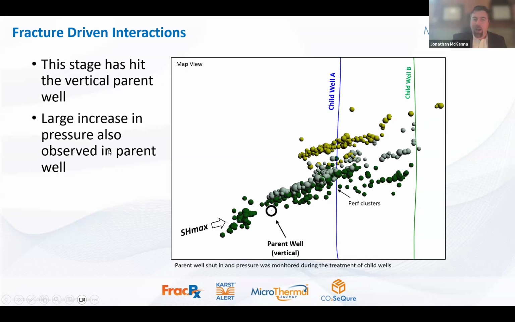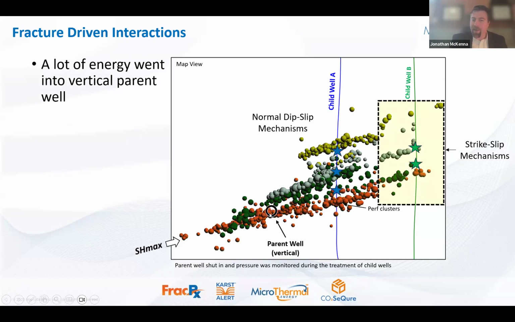We also see a large increase in pressure observed on that parent well. And then subsequent stages that are close to that parent well, we see a lot of energy just going back into that parent well. So a lot of fluid and proppant going back to that parent well, not really getting as good of a stimulation as we would expect around our child well.